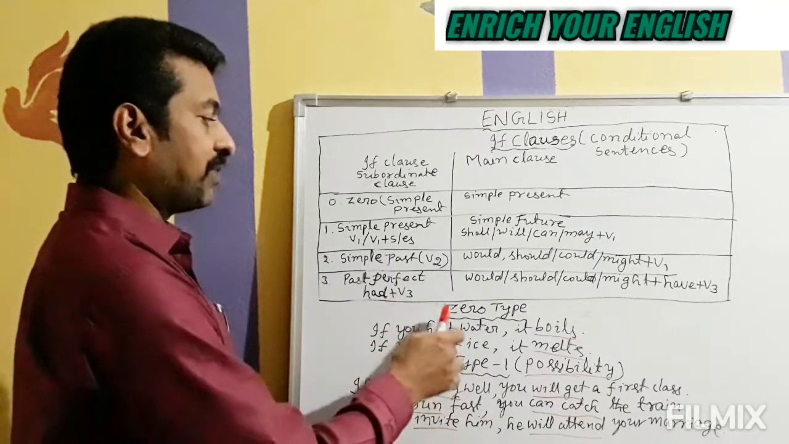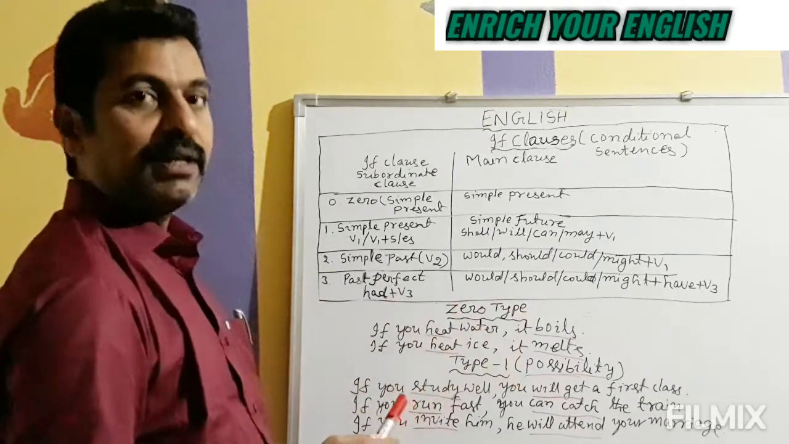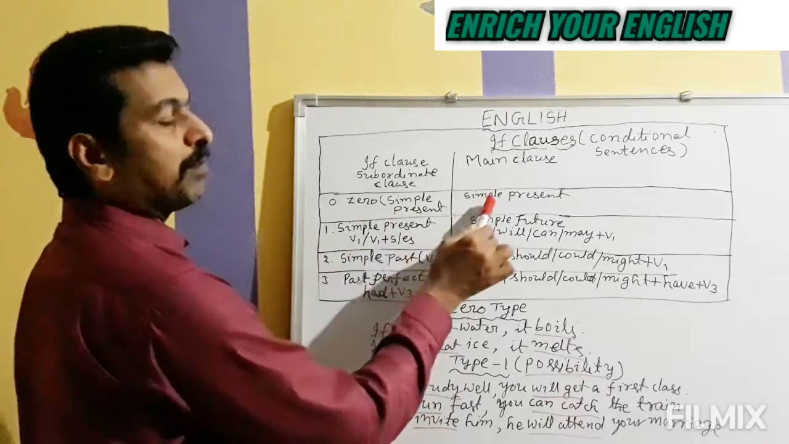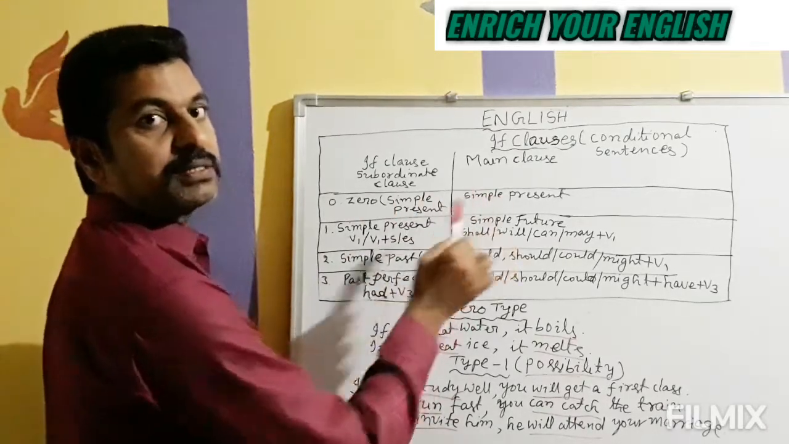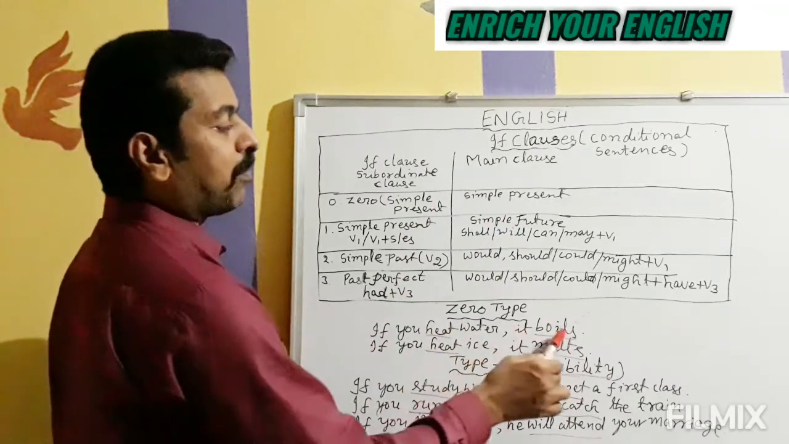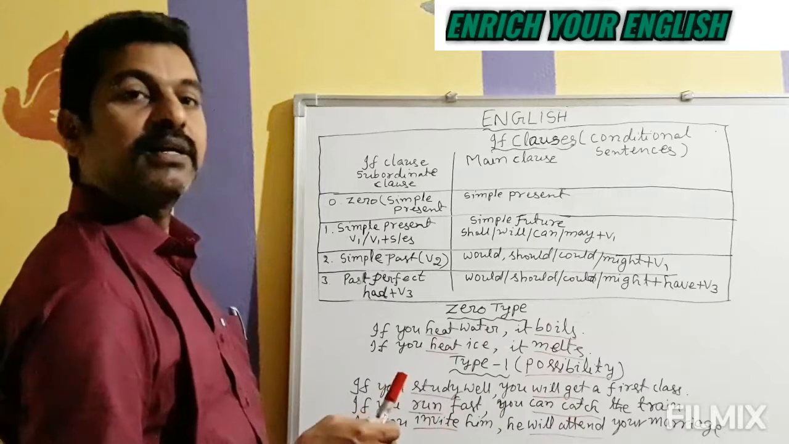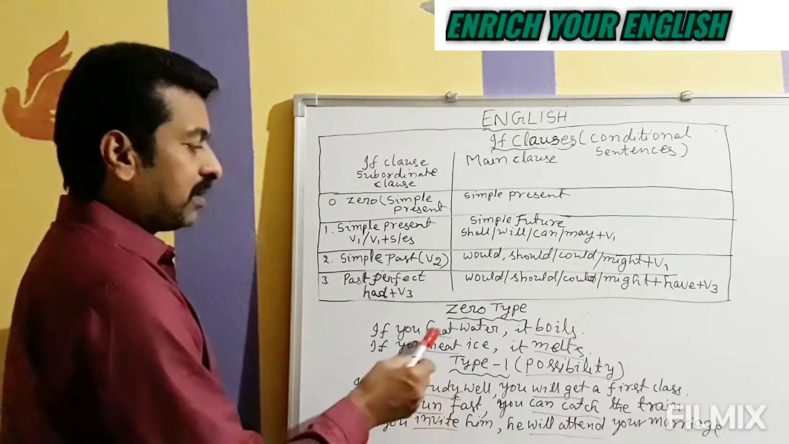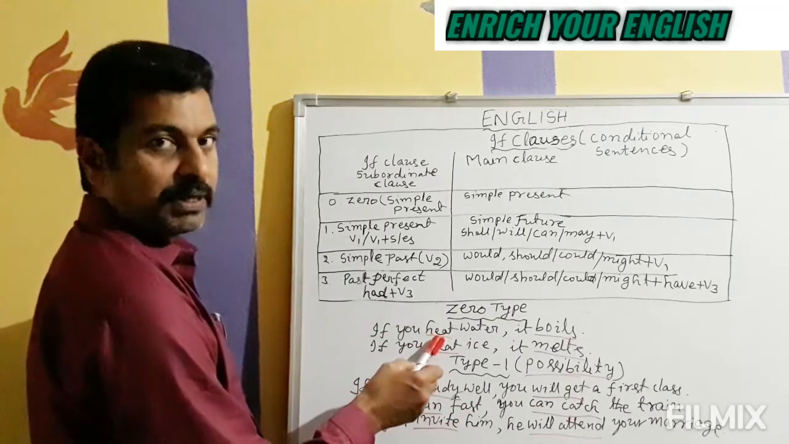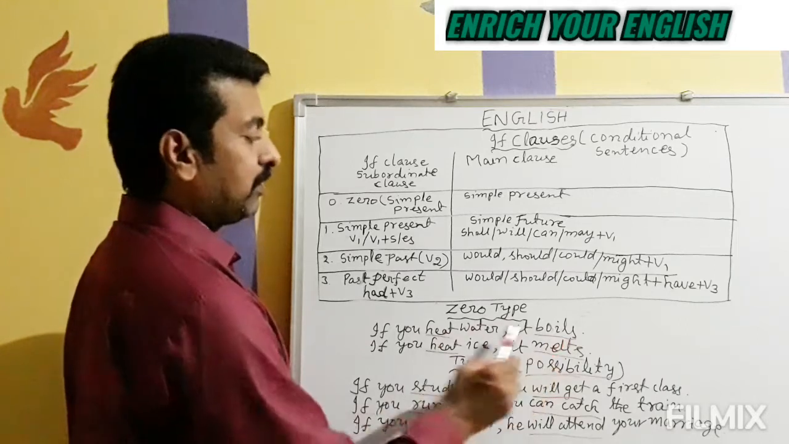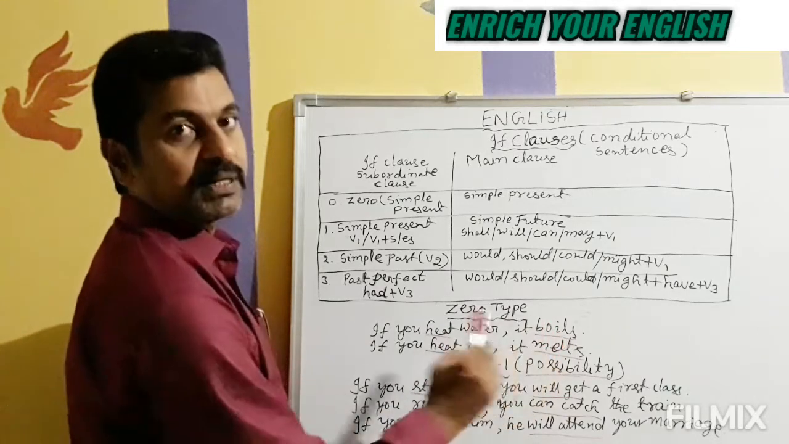Now let us learn the first type, zero type. It is rarely used, but let us see. Zero type is simple present, simple present. Both the sentences are in simple present tense. If you heat ice, it boils. If we heat the ice, it boils. Here heat is V1, simple present, and boils is simple present. Both are in simple present tense.